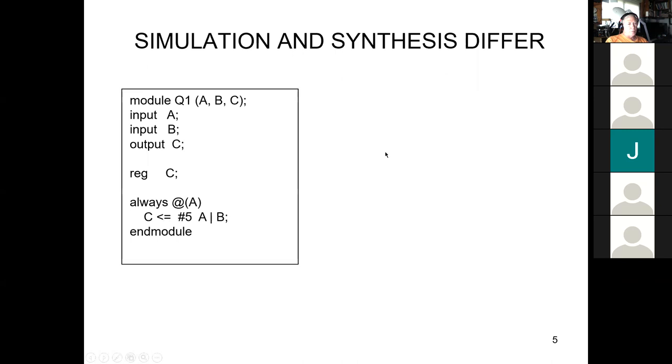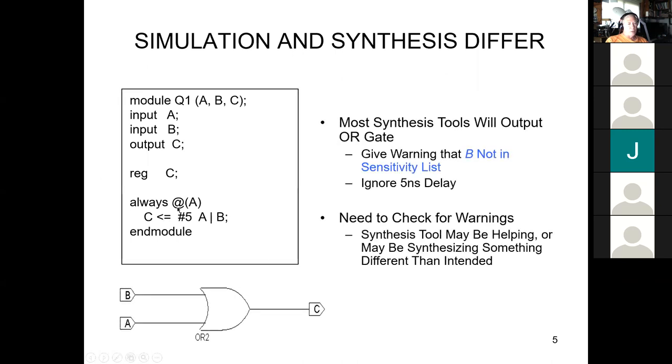Okay, so what's going to happen with this? So this is A or B. Most synthesis tools will output an OR gate, and they'll probably give a warning that B is not in the sensitivity list, since obviously B will change, and in theory it wouldn't change the output C. Remember, even though you've called C a register, it's not going to make C a register. And even though you've put this in an always block, it's not going to give you combinational logic or sequential logic. This is an example of a bastardized use of the always block, and it's going to result in combinational logic. And the synthesizer, of course, totally ignores the 5 nanosecond transport delay, because we never synthesize our delays.